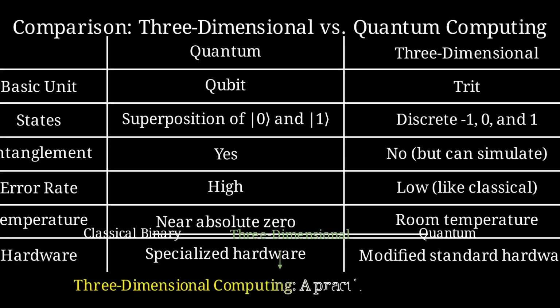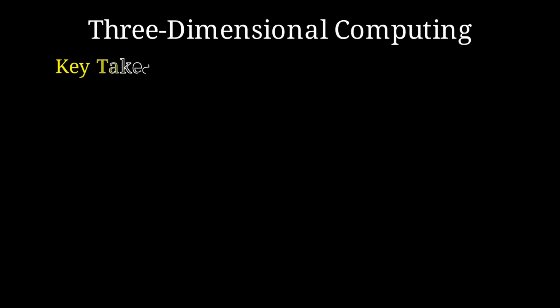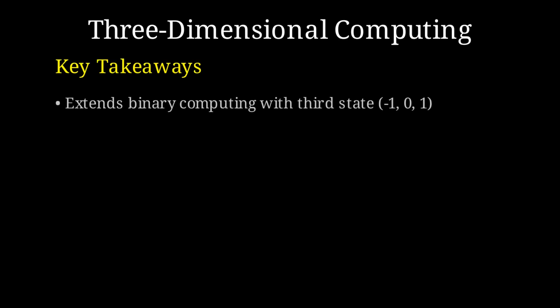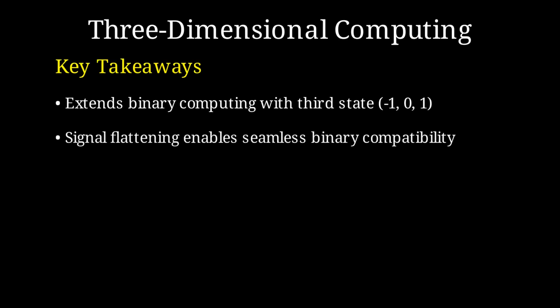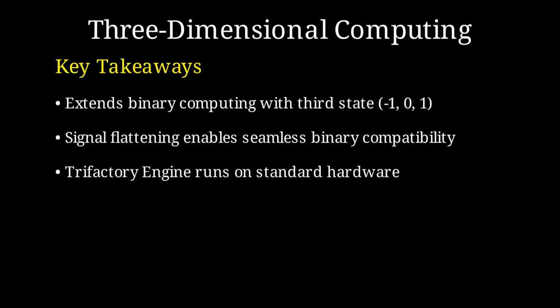Hardware implementation. Three-dimensional computing can be implemented in hardware through several approaches. In voltage-based implementations, we use three distinct voltage levels, -1 volt, 0 volts, and +1 volt to represent our three states. The trinary memory cell, TMC, extends traditional memory designs to store three distinct states. This increases information density while maintaining reliability.